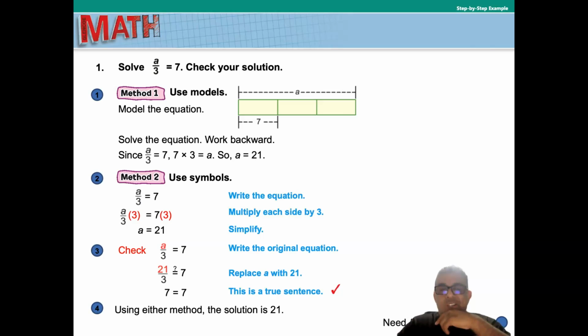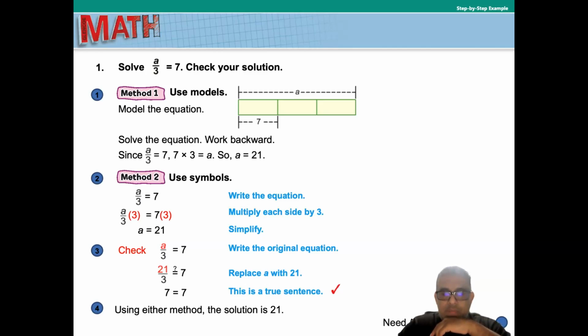Oh, a little bit easier, right? Because we know that we need to have 3 boxes because of the denominator. We know that inside of each box is 7, and that's going to give us a total. 7 plus 7 plus 7, or 7 times 3 will be 21. So let's look at how we do it algebraically without the diagram.